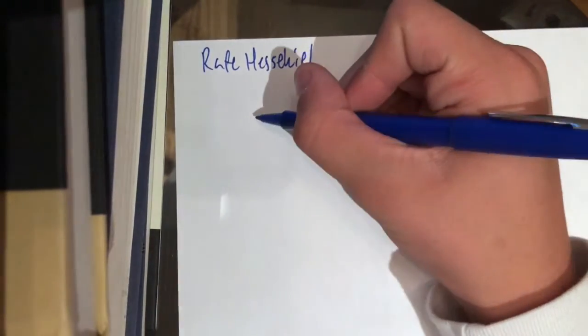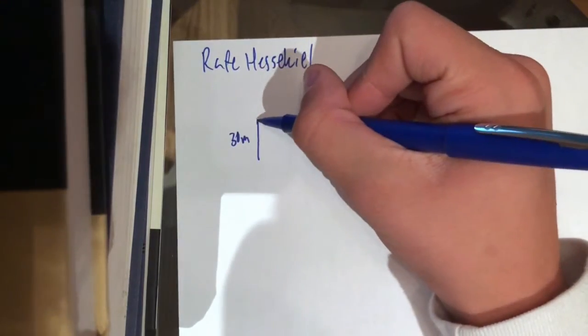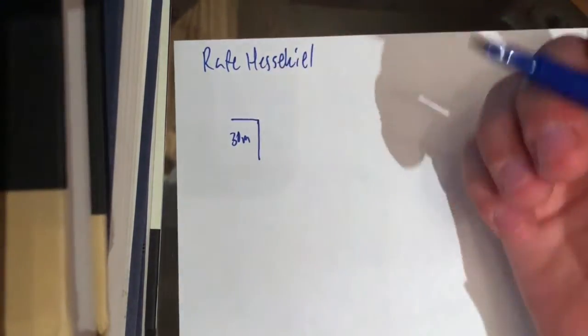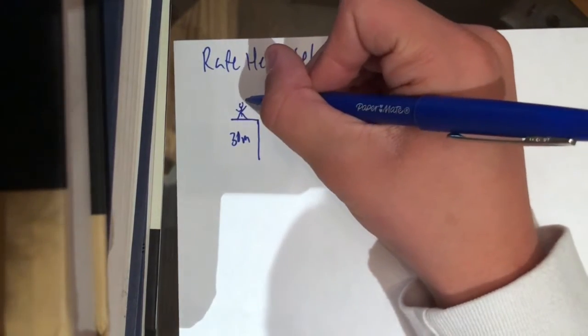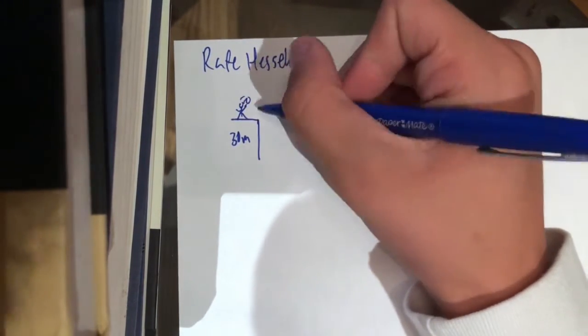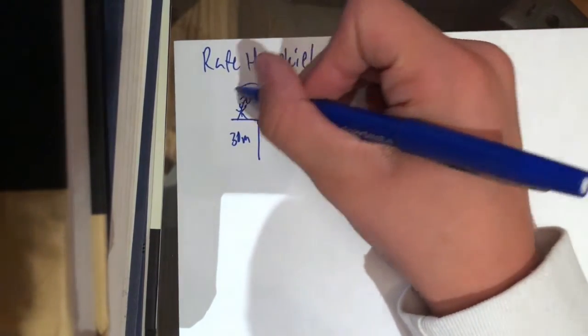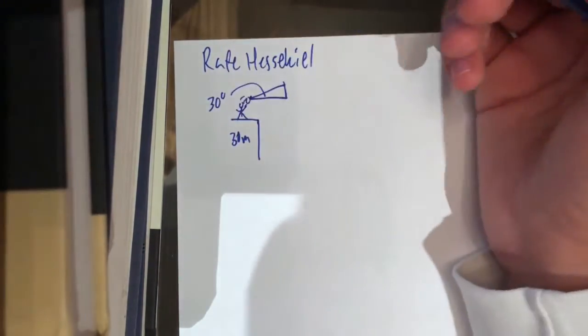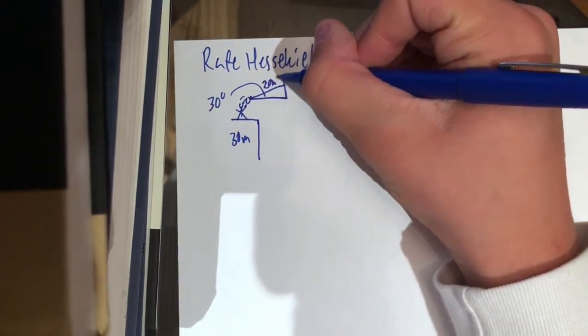So say our building is 30 meters tall, like this. So then our person standing here takes their ball and they throw it at an angle of 30 degrees. That's 30 degrees. Say they throw it at an initial speed of 20 meters per second.